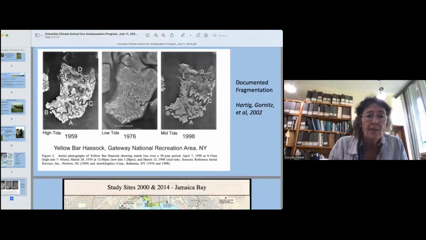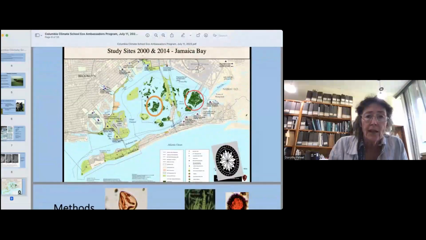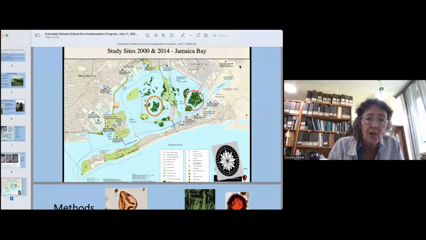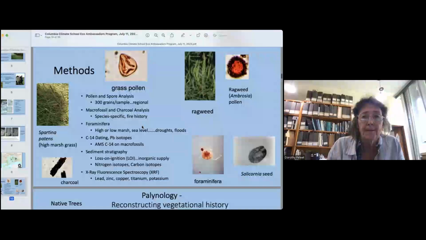The other thing is there have been aerial photos of the marsh through time, and you can see how as sea level rises, it gets fragmented and eventually disappears. So again, here are the two marshes that we chose. And actually next week, we're going to be working on Idlewild, which is over to the right, to compare with Jamaica Bay. So we're still working in this area.